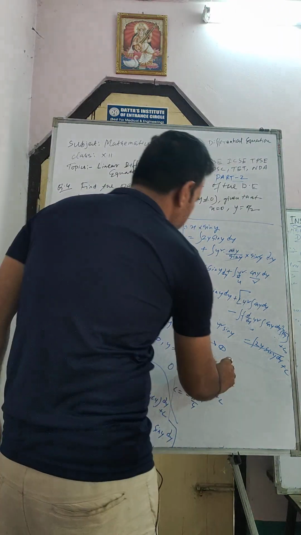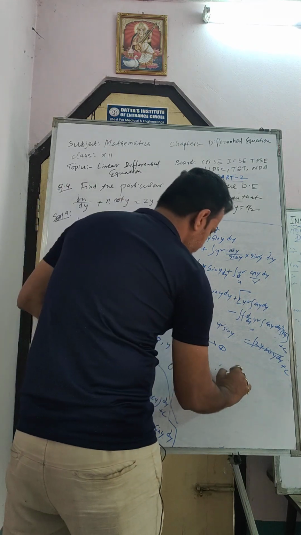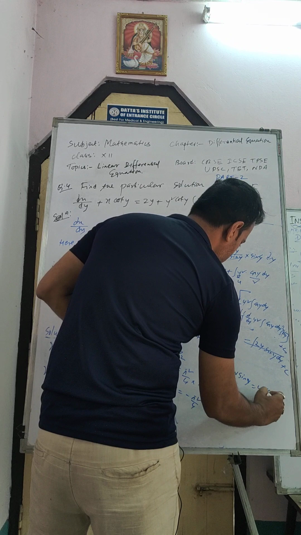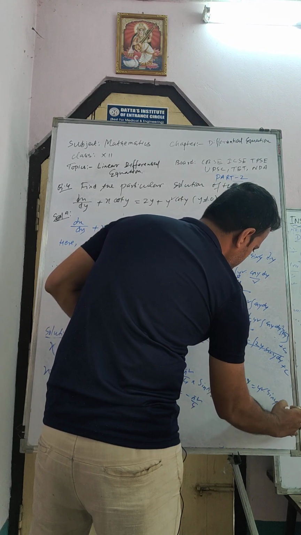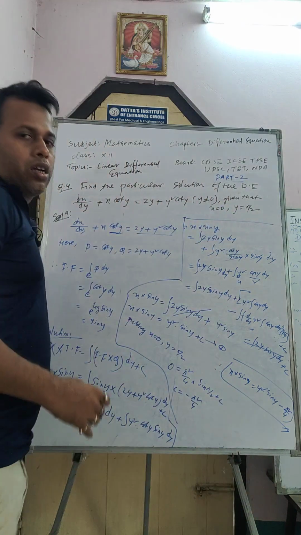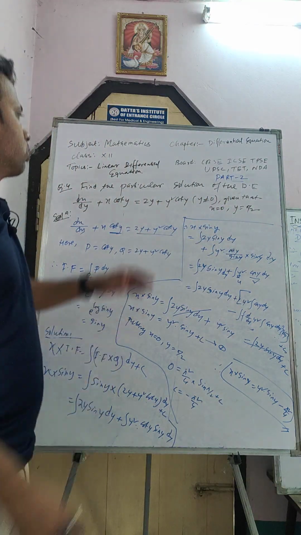So now what will be the answer? x sin y equals y square sin y minus pi square by 4. So this will be the actual particular solution of the differential equation.